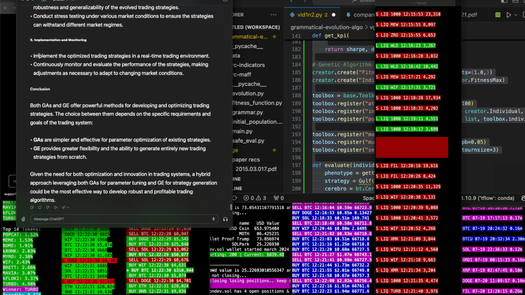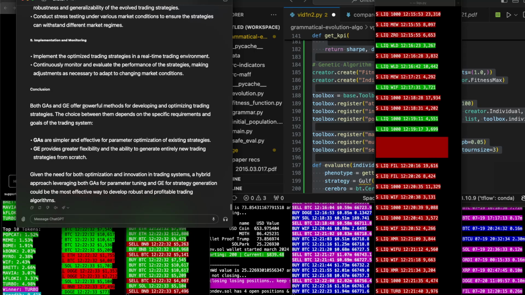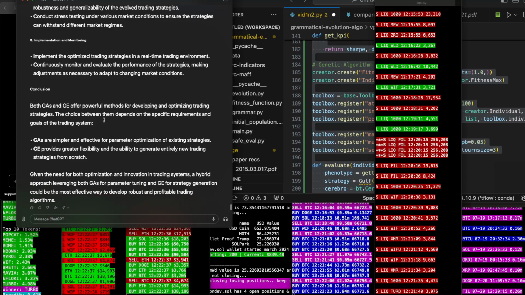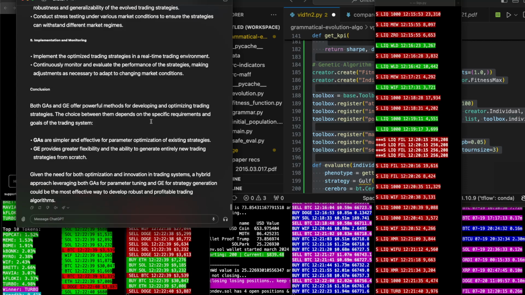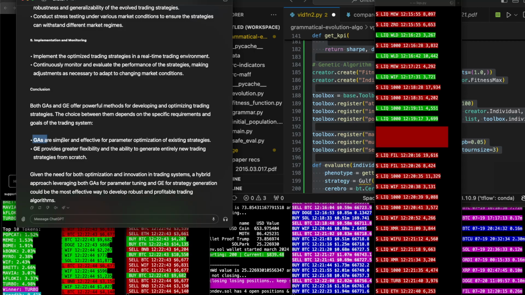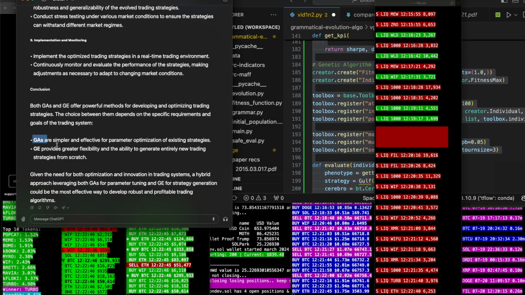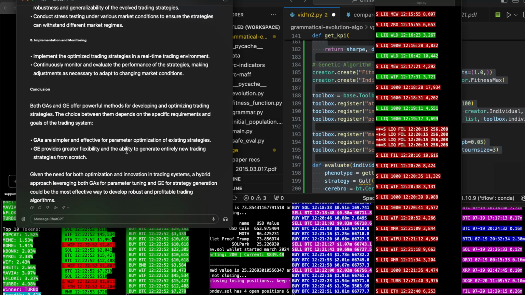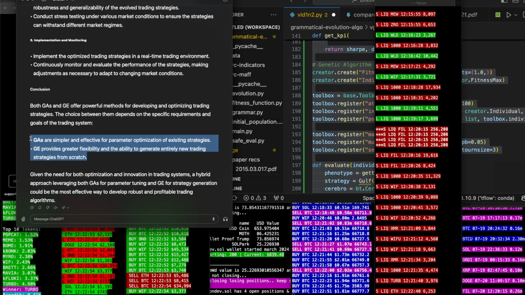Conclusion: both GAs and GEs are powerful methods for developing and optimizing trading strategies. The choice between them depends on the specific requirements and goals of the trading system. GAs, genetic algorithms, are simpler and effective for parameter optimization of strategies. GEs provide greater flexibility and the ability to generate entirely new trading strategies from scratch.